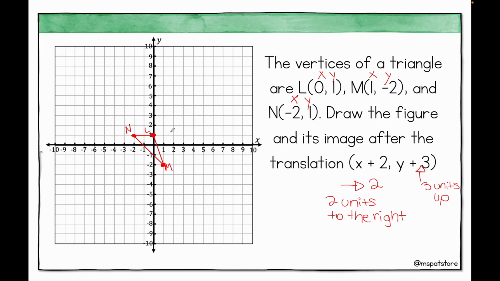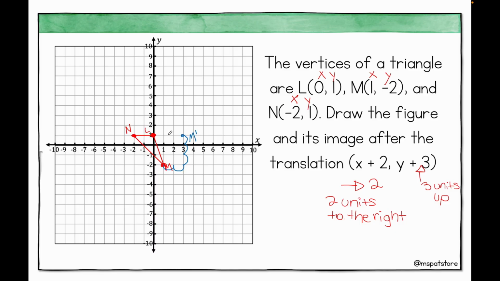Now it's time for you to draw the image. Now I need to move 2 units to the right and 3 units up. Let's see, 2 units to the right. 1 and 2 and 3 units up. 1, 2, and 3. So here is going to be M prime.